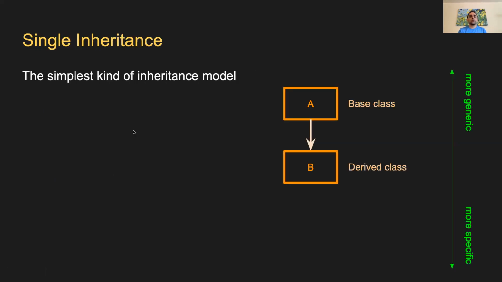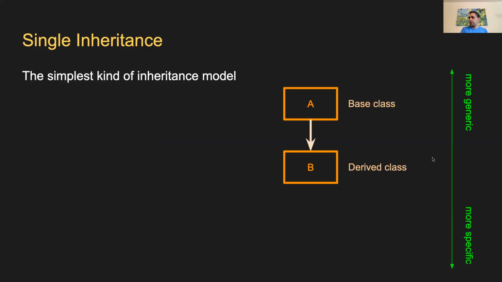So single inheritance is the simplest kind of inheritance model. It's where you have one parent class or one base class and one derived class. So in this diagram example, we have class A as our base class. It's going to pass down properties to our derived class, which is class B.